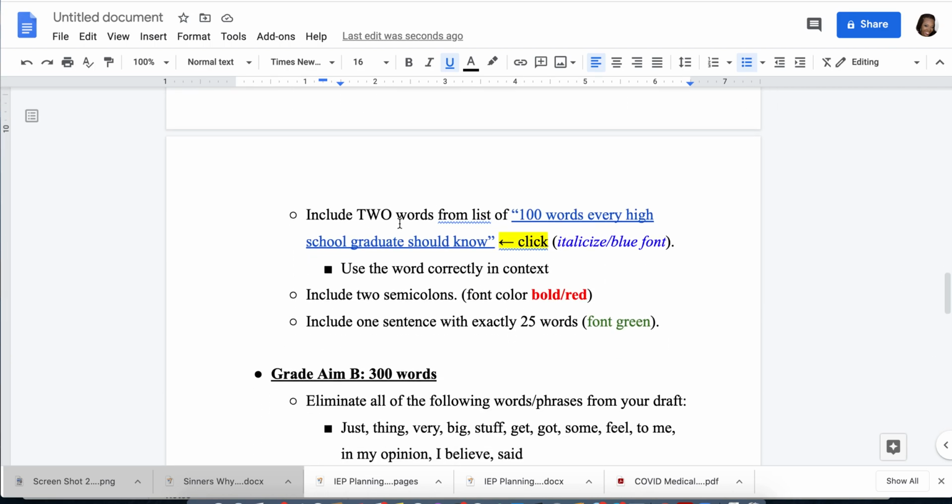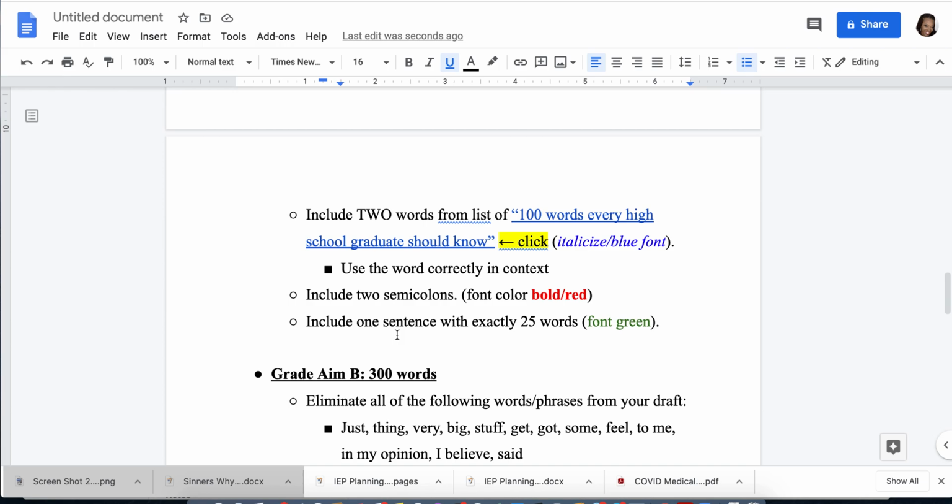You need to include 2 words from a list of 100 words every high school graduate should know. You got to use the word correctly. Now, draw my attention to it because it's italicized. So use the italics and change the font to blue. Do not highlight. The only highlight you can use is yellow. Do not highlight. Anytime I say change the font color, change the font. Do not highlight. Include 2 semicolons, change it to bold red, and include 1 sentence with exactly 25 words.